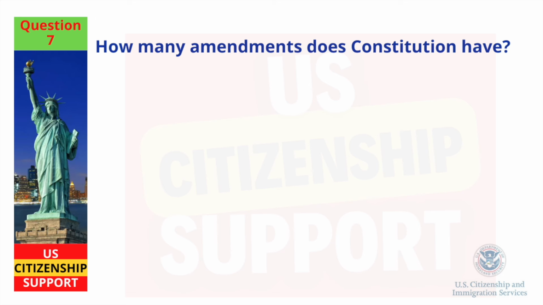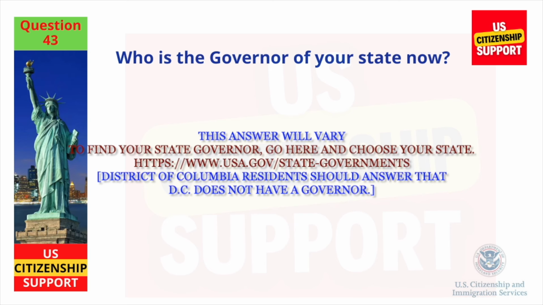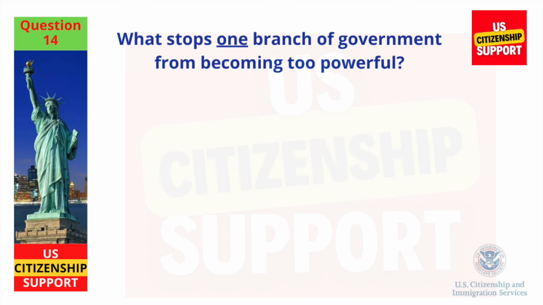How many amendments does the Constitution have? 27. Who is the governor of your state now? What stops one branch of government from becoming too powerful? Checks and balances.